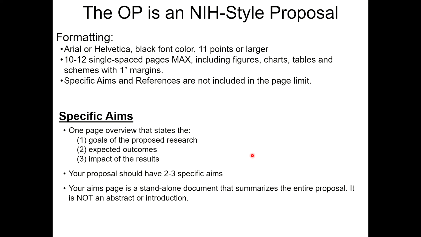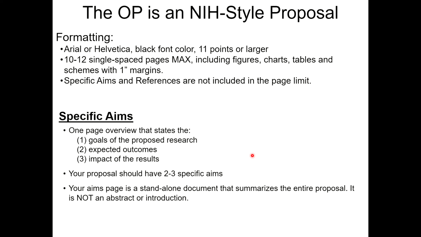The specific aims, which is a separate page, is a one-page summary of your entire grant, and the references are not included. So you have one-page specific aims, however many references you have, and then a 10 to 12-page proposal. If you want to see examples of that, just Google NIH proposals, and you can find tons and tons of examples. So the specific aims page is a one-page overview that states the goals of the proposed research, the expected outcomes, and the impact of the results.